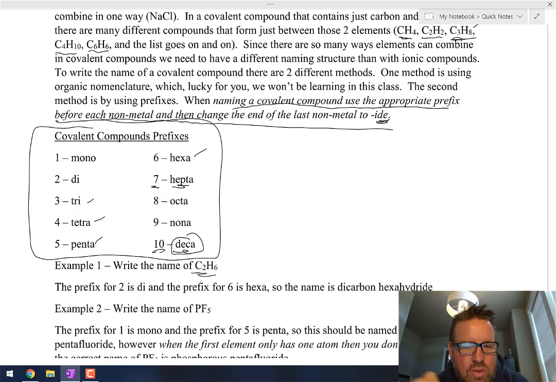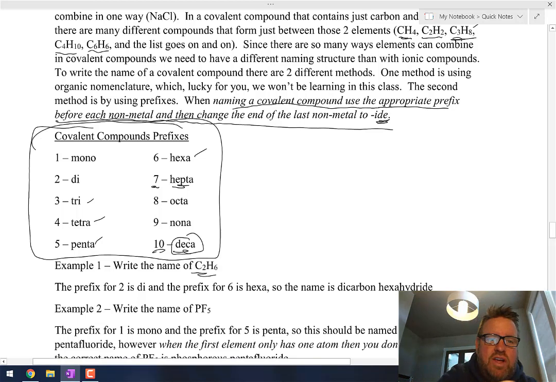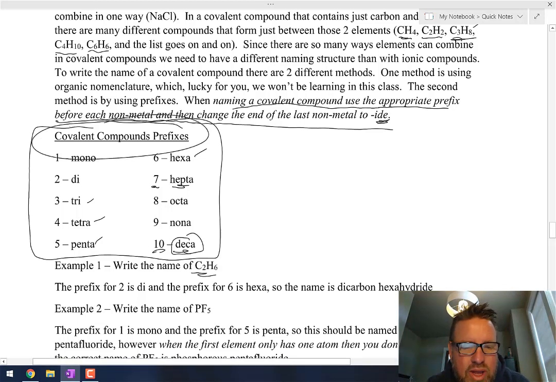So we've got carbon and we've got hydride, and then we have to use these prefixes here to determine how many carbons and how many hydrogens there are. Again, there's not just one way to put them together. There's hundreds and hundreds and hundreds. So that's where the prefix comes in. The prefix for 2 is di, and the prefix for 6 is hexa. So how do we name this? We name it dicarbon for 2 carbons, and then hexahydride. Oh, that's not too bad.